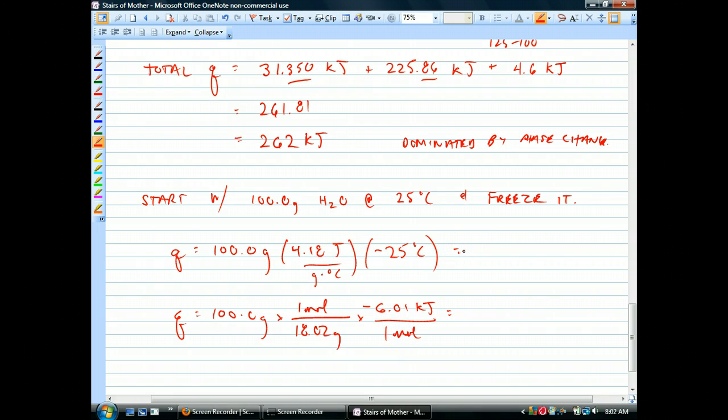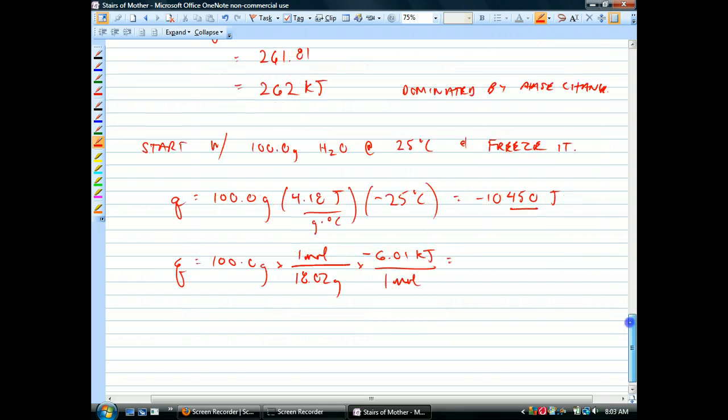Calculate these and add them up. 100 times 4.18 times negative 25 gives me negative 10,450 joules. 2 sig figs. 100 divided by 18.02 times negative 6.01, negative 33.352 kilojoules with 3 sig figs.